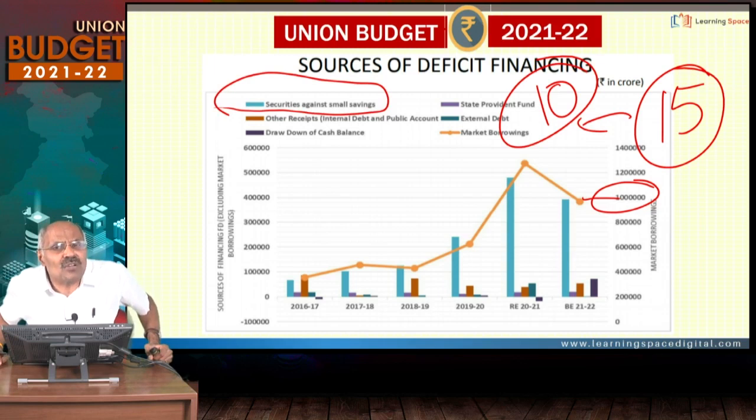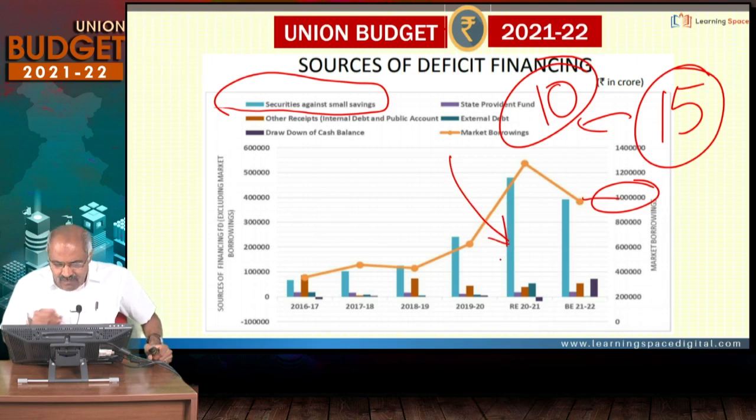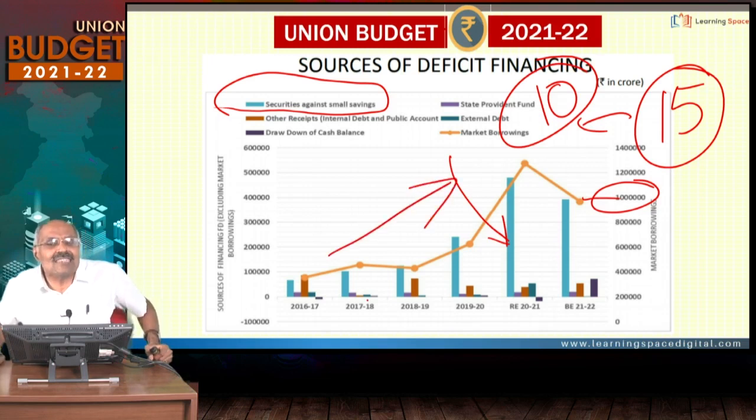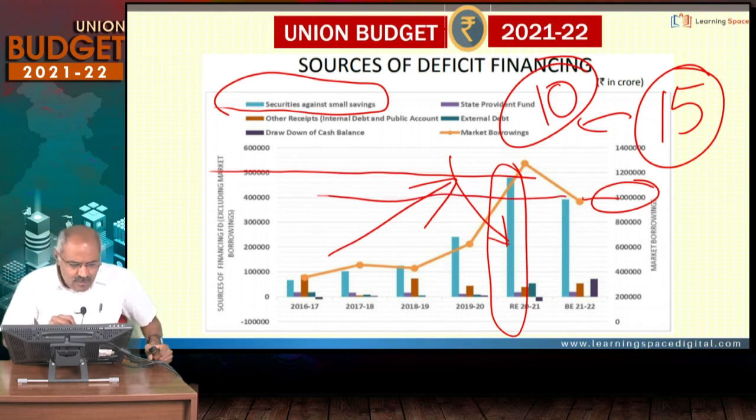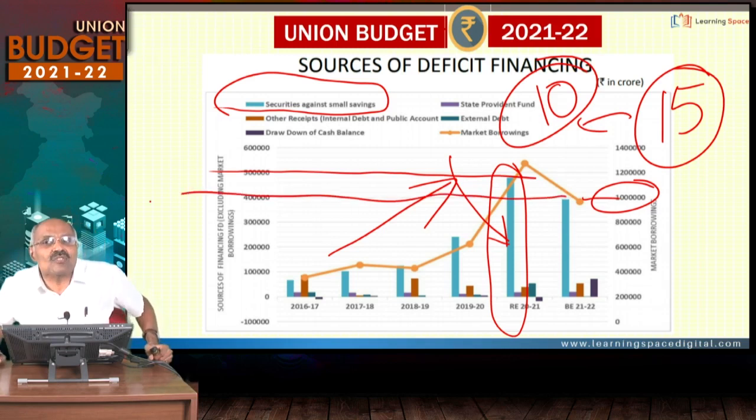Now, the government borrowings from the small savings fund, just look at this line. It is clearly evident that government borrowings from the small savings fund have been increasing in recent years. In the COVID-19 year, they increased to close to 5 lakh crores of rupees. And in the next year, that means 21-22, the government borrowings against small savings are expected to be around 4 lakh crores of rupees.